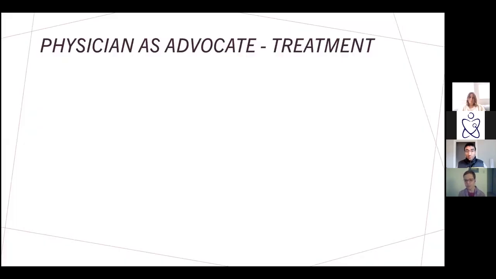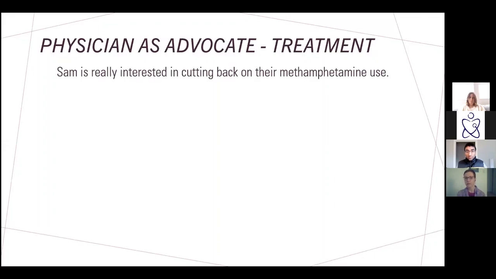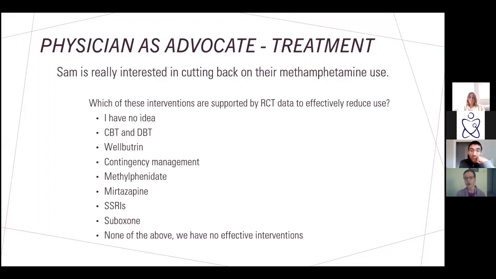So one of the biggest ways I think that we can be advocates is thinking about treatment. So SAM is really interested in cutting back on their meth. They know that they would love to stop using or at least really cut back on it. So quick question, which of these interventions are supported by RCT data to effectively reduce meth use? And we'll put up a poll, and you can choose all that apply.